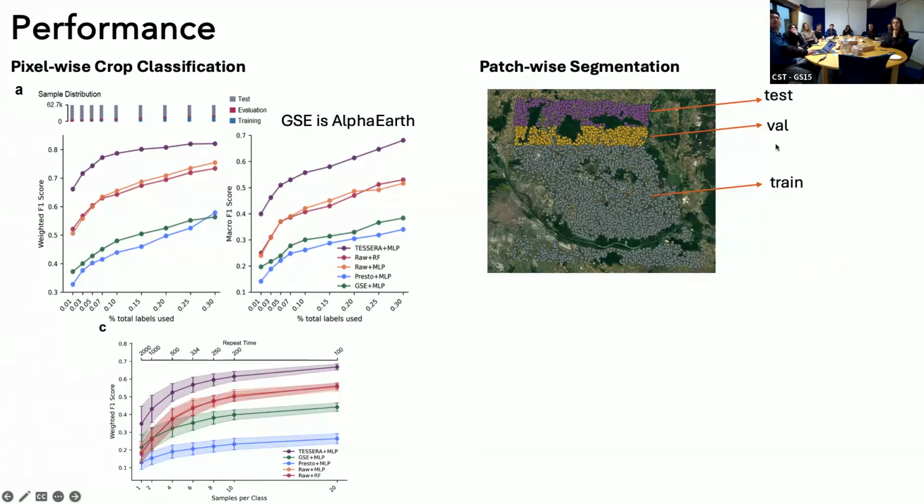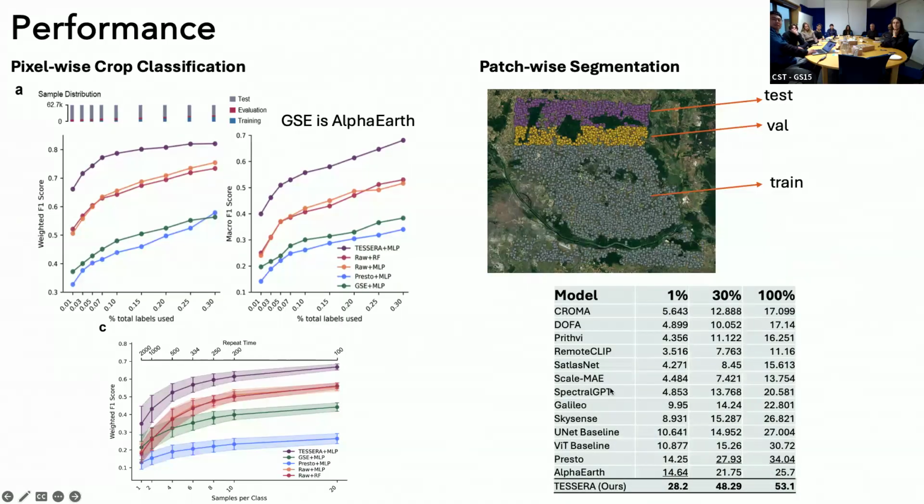So these are for validation, this is for testing. And also each patch is 64 by 64. These are the results we have. Actually, here I evaluated more remote sensing foundation models. So we have DOFA, RemoteCLIP. These are actually very, very famous foundation models in remote sensing.